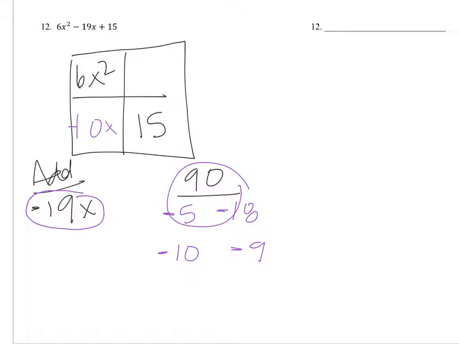Negative 10, negative 9. So again, you're looking at what do these have in common. Those both have a 3 and an x in common. Next one, since it's negative, I'm taking out a negative, and they both have a 5. 10 and 15 have a 5. 6 and 10, they both have a 2 and an x. And 9 and 15, since it's negative, has a negative 3. So it would be (3x minus 5)(2x minus 3).